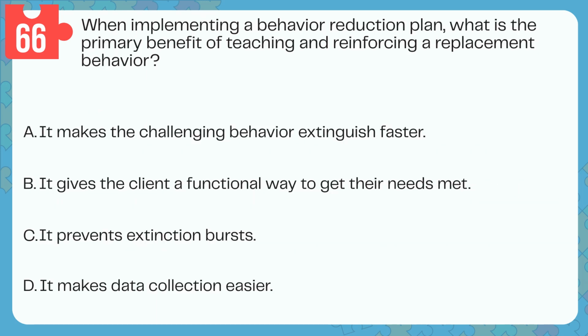Question 66. When implementing a behavior reduction plan, what is the primary benefit of teaching and reinforcing a replacement behavior? A. It makes the challenging behavior extinguish faster. B. It gives the client a functional way to get their needs met. C. It prevents extinction bursts. D. It makes data collection easier.